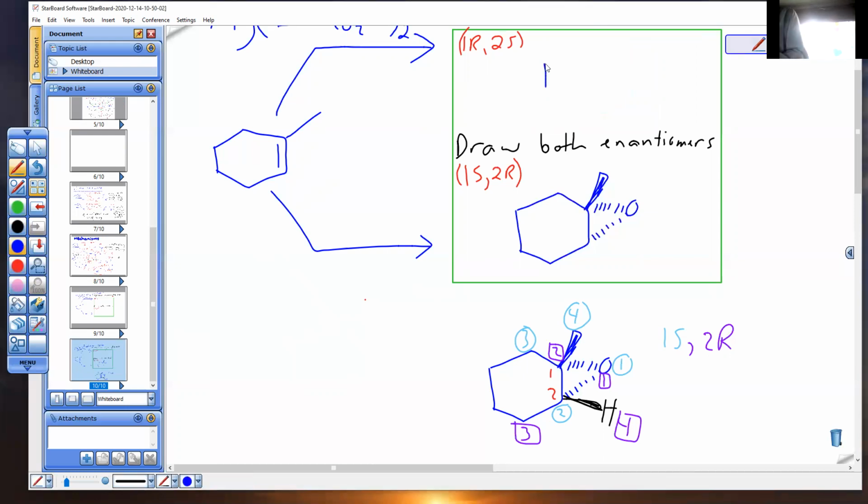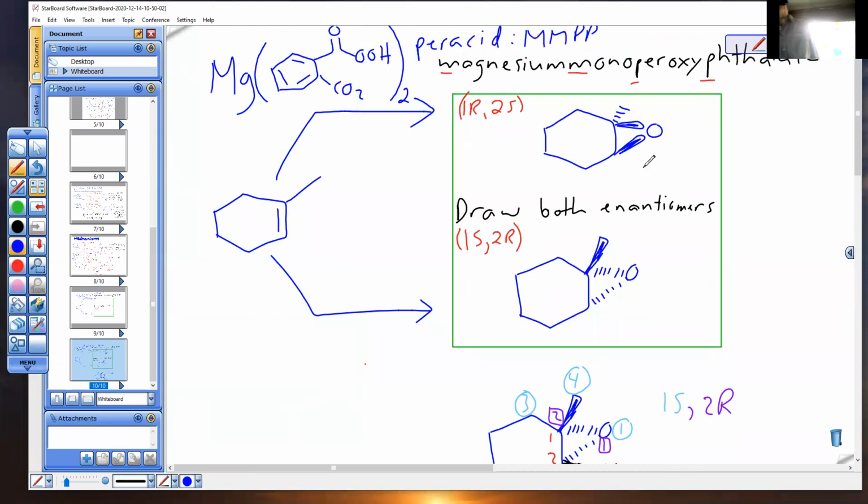We are drawing the enantiomer. So methyl on a dash, O's both on wedges. I hope you know that both O's have to be on the same type of bond. You can't make a triangle where one part of the triangle is above the ring and the other part is below, because it's the same part. You can't be in two places at the same time. So there's our two products, which we will finish our lecture with.